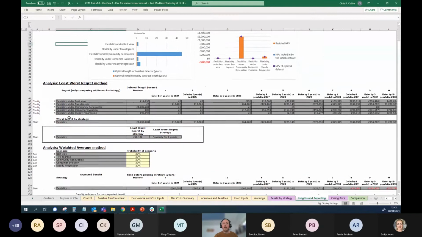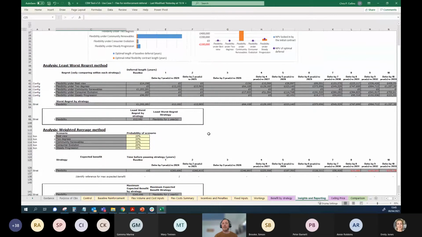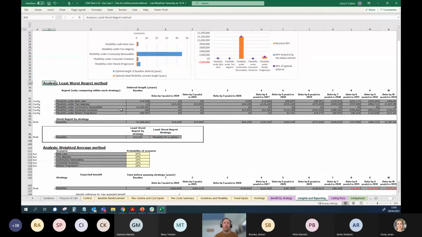So ideally, we'd have a way of making a decision on day one that accounts for that flexibility, and it gives some indication of what the best procurement strategy would be. So there's a couple of different analyses here. If we just talk through the least worst regret method, what this is doing, it's saying, what is the least worst regret strategy I can opt for as a DNO that minimizes my worst regret?